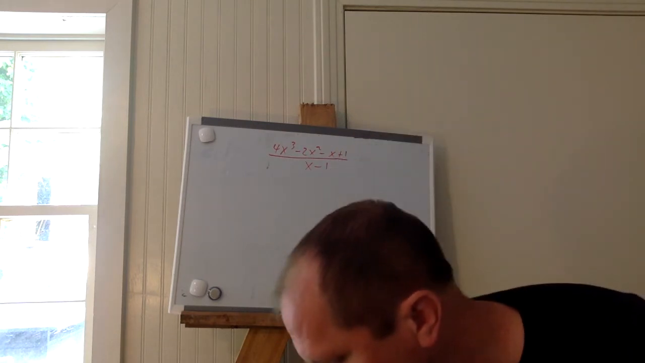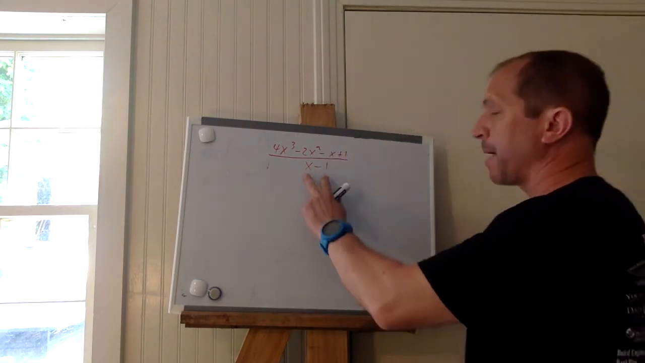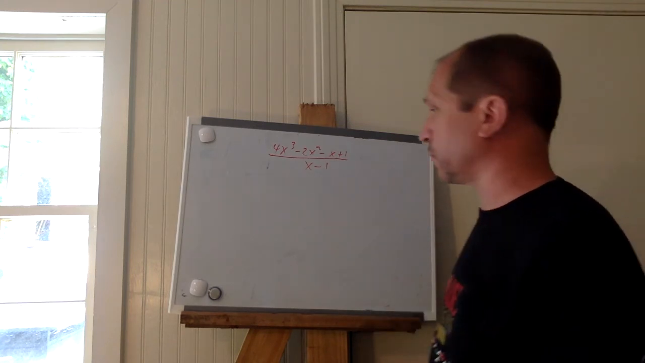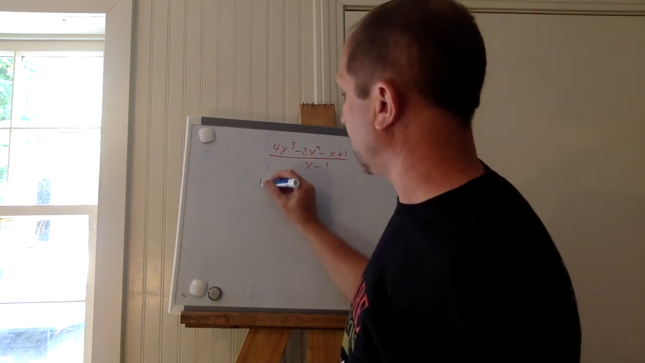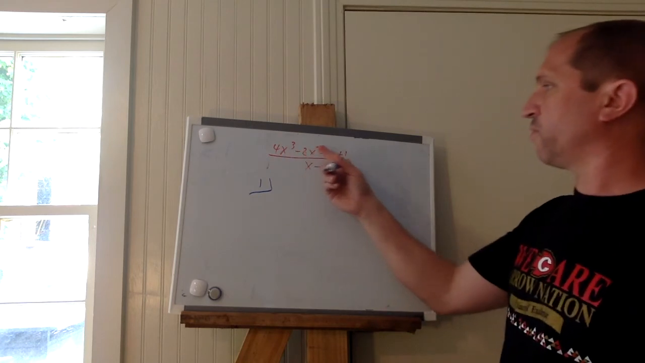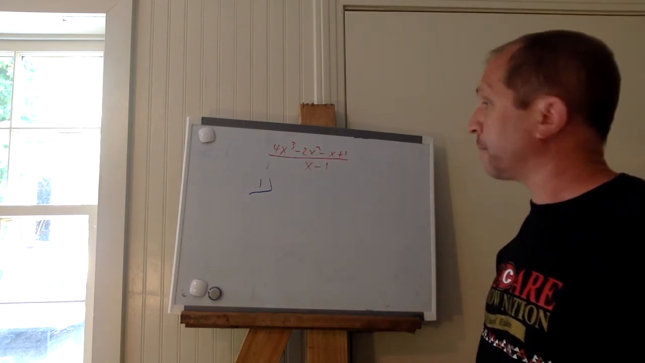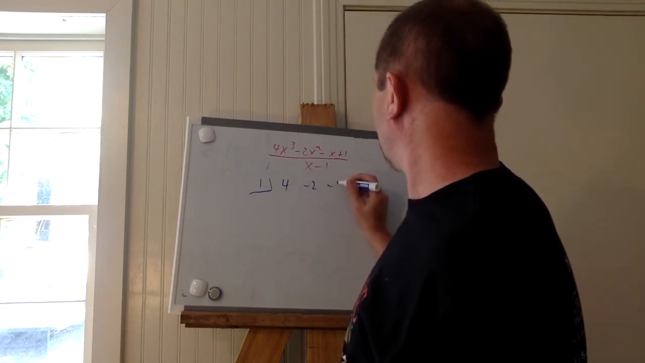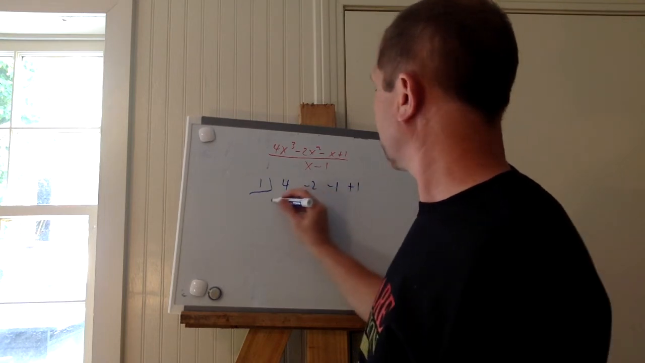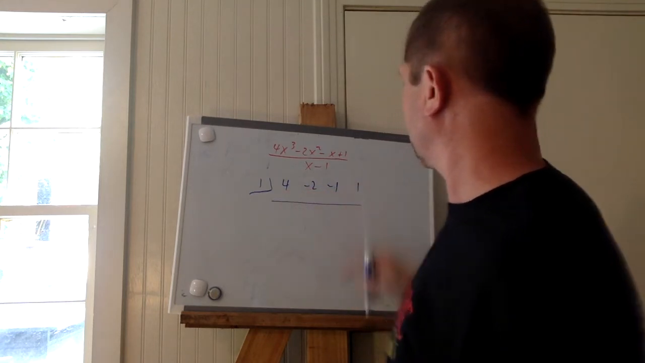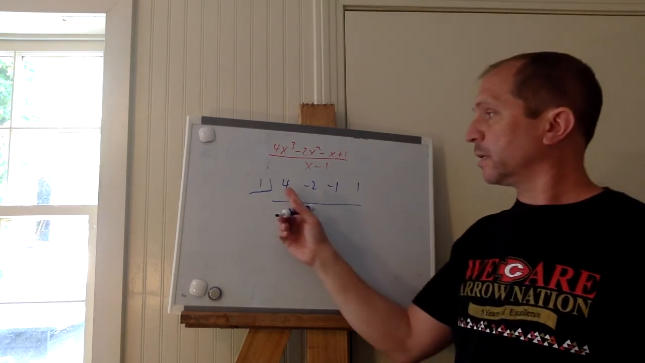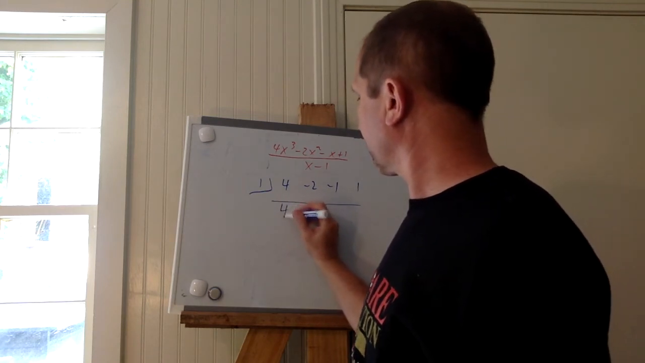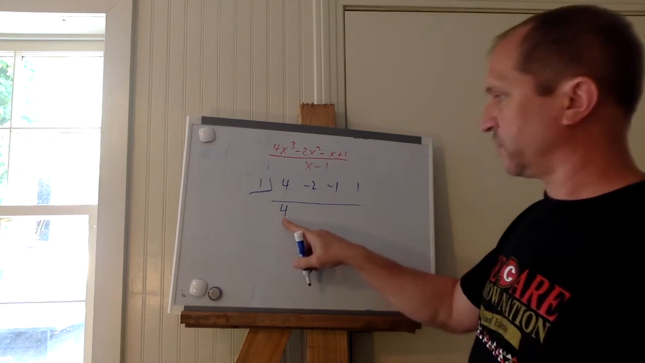Now, with synthetic division, my root is going to be 1 because my factor is x minus 1. So what I'll do is I'll take a 1 here, and then I'll take all of my coefficients from my top problem, which would be 4, negative 2, negative 1, and then positive 1. Okay, in synthetic division, what you do is you bring this first term down, and now we multiply. 1 times 4 is 4.